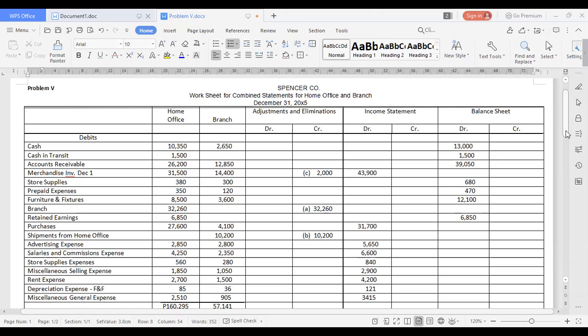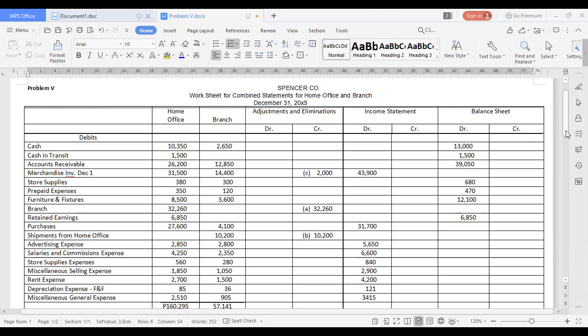Furnitures and fixtures, 85 and 36. Then we have the branch account. Given in the book is the branch account of 33,760. Okay, in the book, it's a debit. Now we credit to branch for 1,500. That's one of the adjusting entries of the home office. Debit to cash in transit and credit to branch current by 1,500.